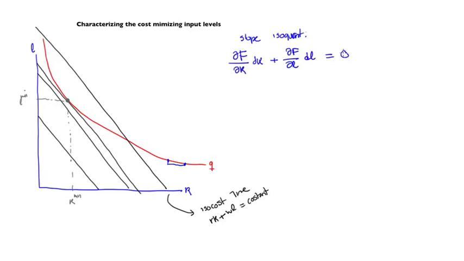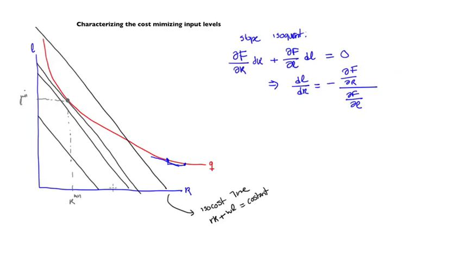That equation tells me, for any change dK, what marginal change in dL will leave things unchanged. From this, I get that dL over dK, which is the slope of the isoquant at any point, is equal to minus the partial of f with respect to K divided by the partial of f with respect to L. That is the slope of the isoquant when evaluated at any point.